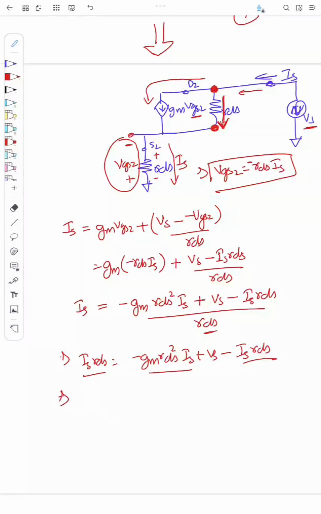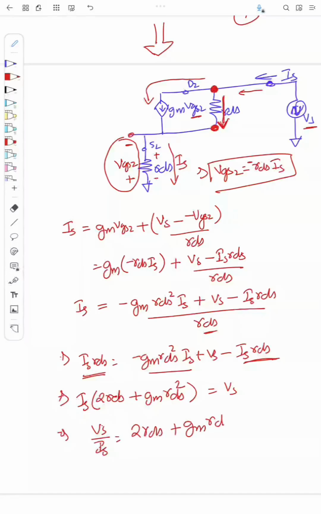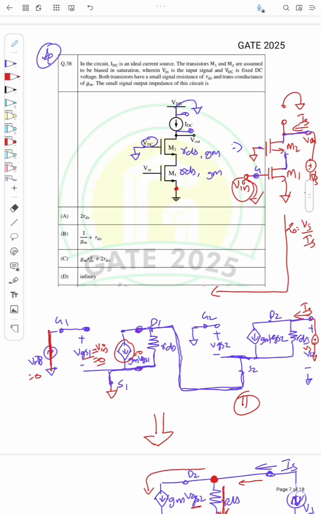Now I'll bring all Is terms to the LHS. So I'll have Is into Is RDS plus Is RDS, which is actually 2 Is RDS, so 2 RDS plus gm RDS square, equal to Vs. So what is Vs by Is? Vs by Is is actually 2 RDS plus gm RDS square. Okay, so the answer is C.